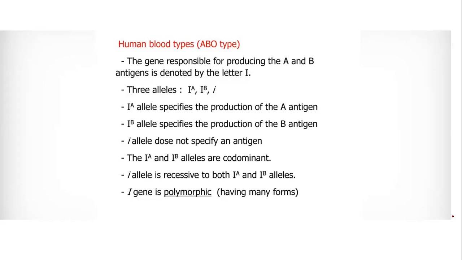So in the homozygous state, i cannot produce any antigen, so the blood type will be O. IA and IB are codominant over each other, and IA and IB are dominant over the small i. So small i is the recessive.